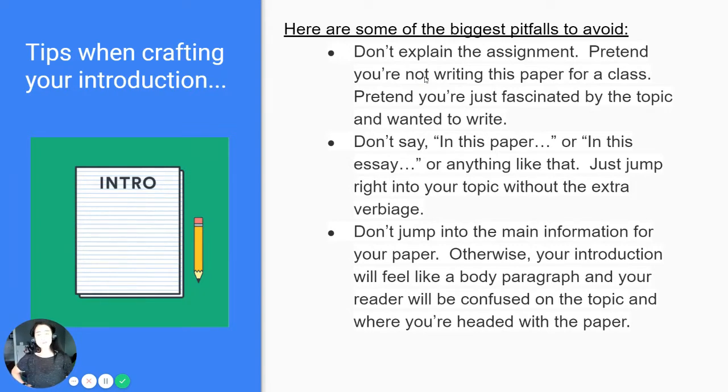You need to pretend as you're writing this paper that it's not for a class. Of course, I know what the assignment is, right? So you don't want to do that, and that is a common mistake that students make. Another thing is, don't say things like "in this paper" or "in this essay." They're very cliche. Jump right into the topic without using that extra verbiage.